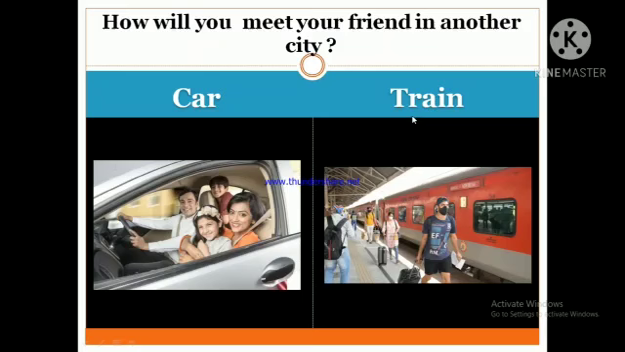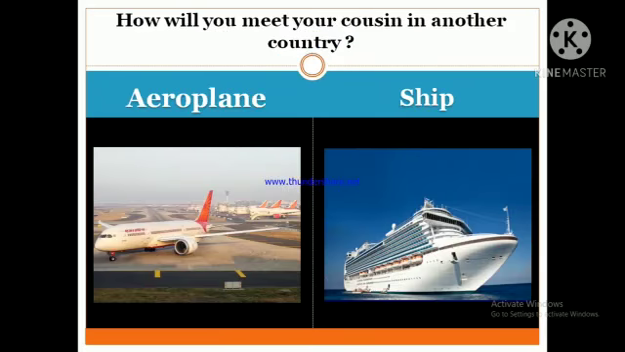Right? Third question. If you have to go to meet your cousin in another country, how will you go? By aeroplane or by ship? Correct? So you can see traveling is very important in our day-to-day life. Now, let's start the chapter.